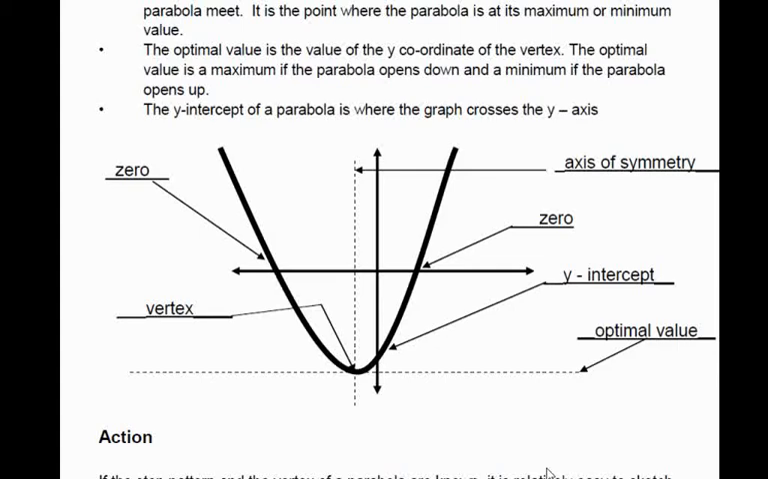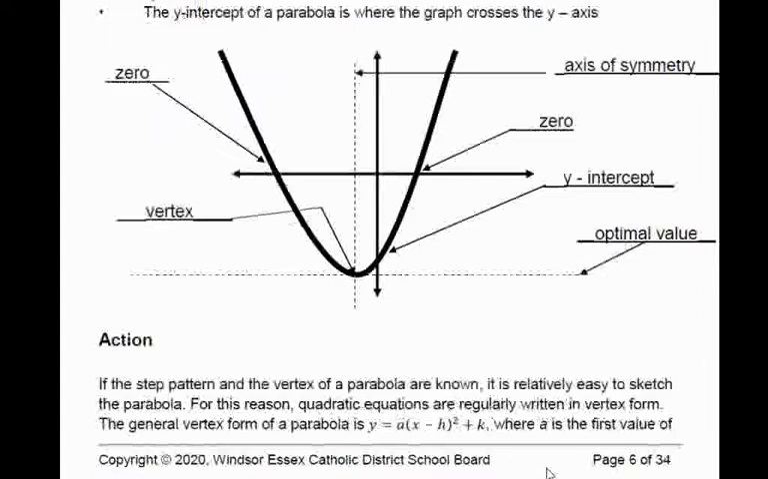Lastly, just with any kind of function, it will have a y-intercept if it exists along the y-axis. And for a parabola, the y-intercept can be found by substituting 0 in for x, just like it can be found for any other type of function.